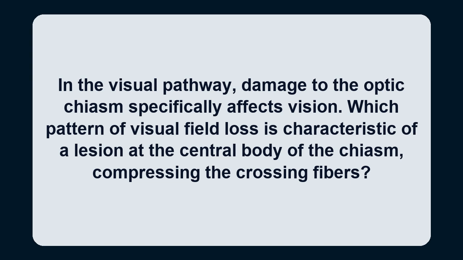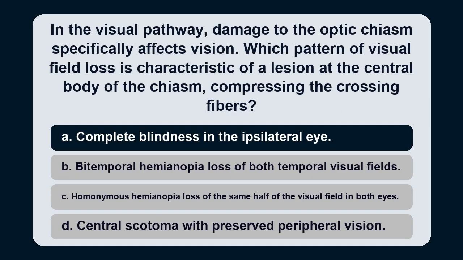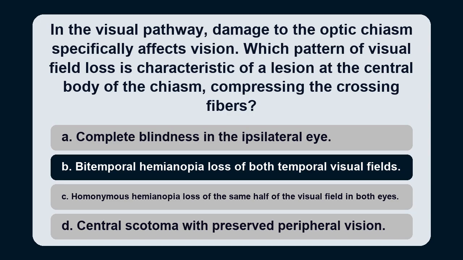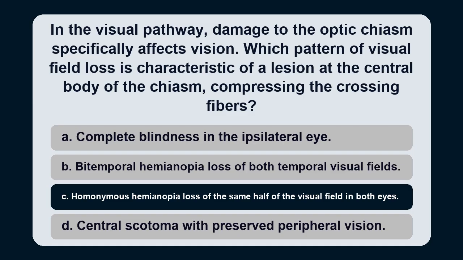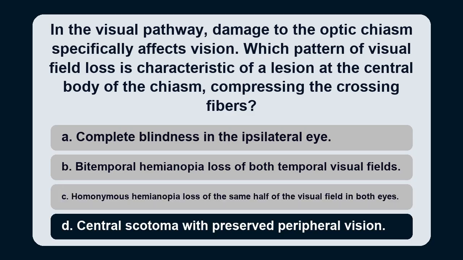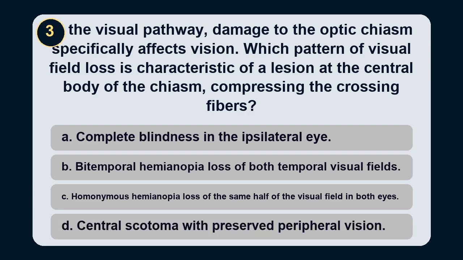crossing fibers? Option A. Complete blindness in the ipsilateral eye. Option B. Bitemporal hemianopia, loss of both temporal visual fields. Option C. Homonymous hemianopia, loss of the same half of the visual field in both eyes. Option D. Central scotoma with preserved peripheral vision.